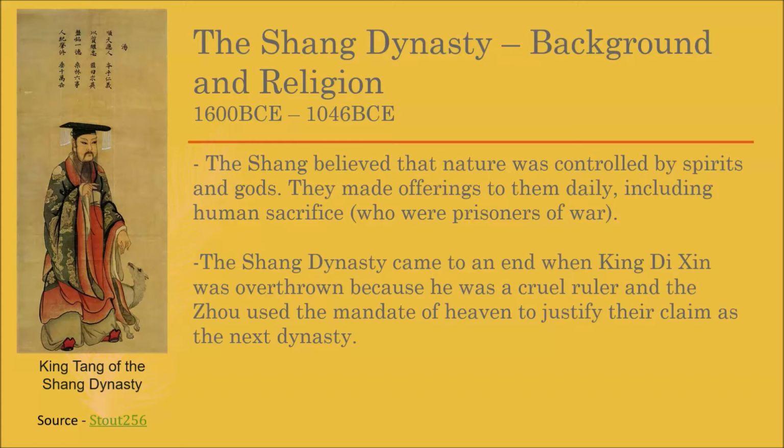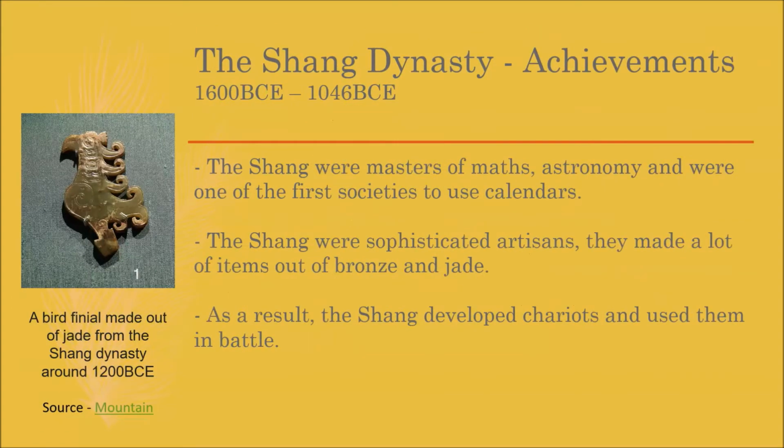The Shang Dynasty came to an end when King Dynasty was overthrown because he was a cruel ruler, and the Zhou used what they called the Mandate of Heaven to justify their claim as the next dynasty. The Shang Dynasty, some of their achievements. So the Shang were masters of maths, astronomy, and one of the first societies to ever use calendars.